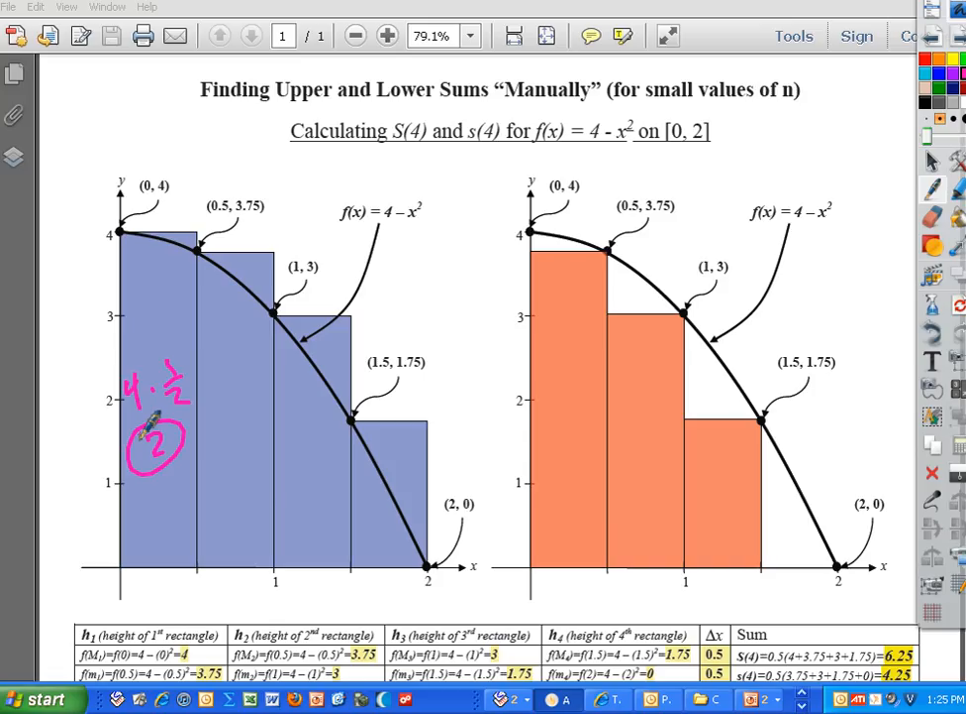Now what about the second one? Well, the width is 1/2. What about the height? The left edge of the second rectangle is going to be at 0.5. If I put 0.5 into my function, 4 minus 0.5 squared is 4 minus 0.25, sorry, so I get 3.75, right? So 3.75 times 1/2 is going to give us 1.875. Okay, so there's the area of the second rectangle.